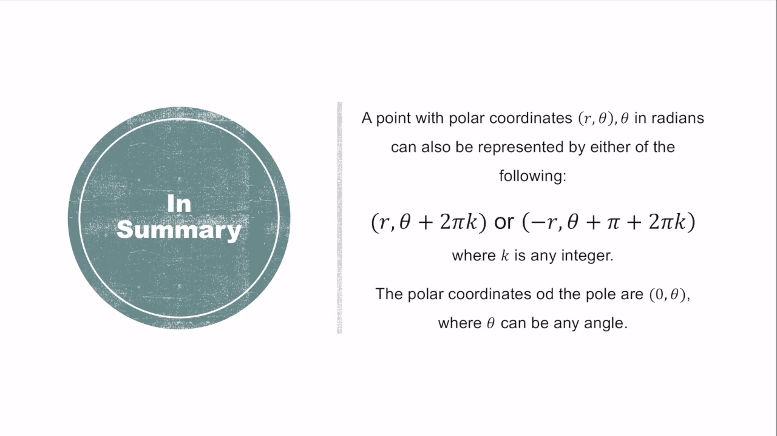So here is kind of a summary: for k any integer, so k can be positive or negative, you add multiples of 2 pi or subtract multiples of 2 pi, and you add pi.